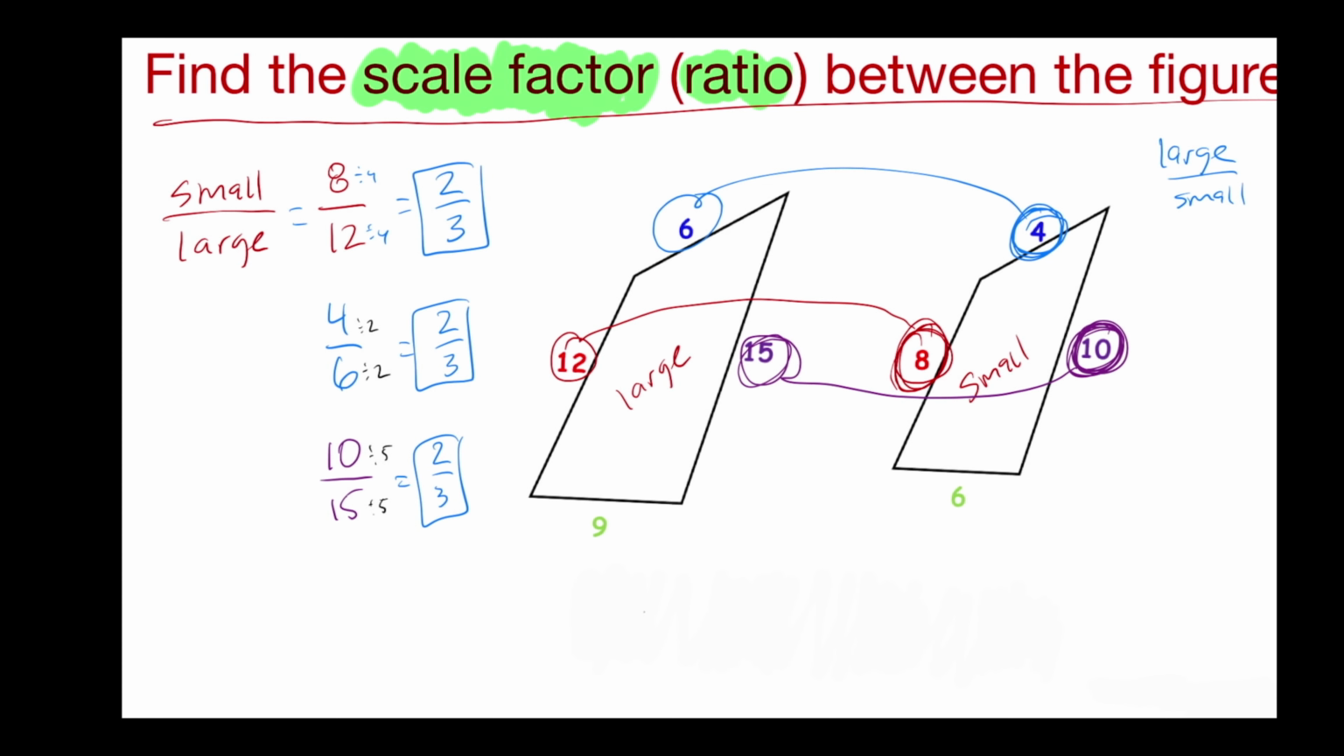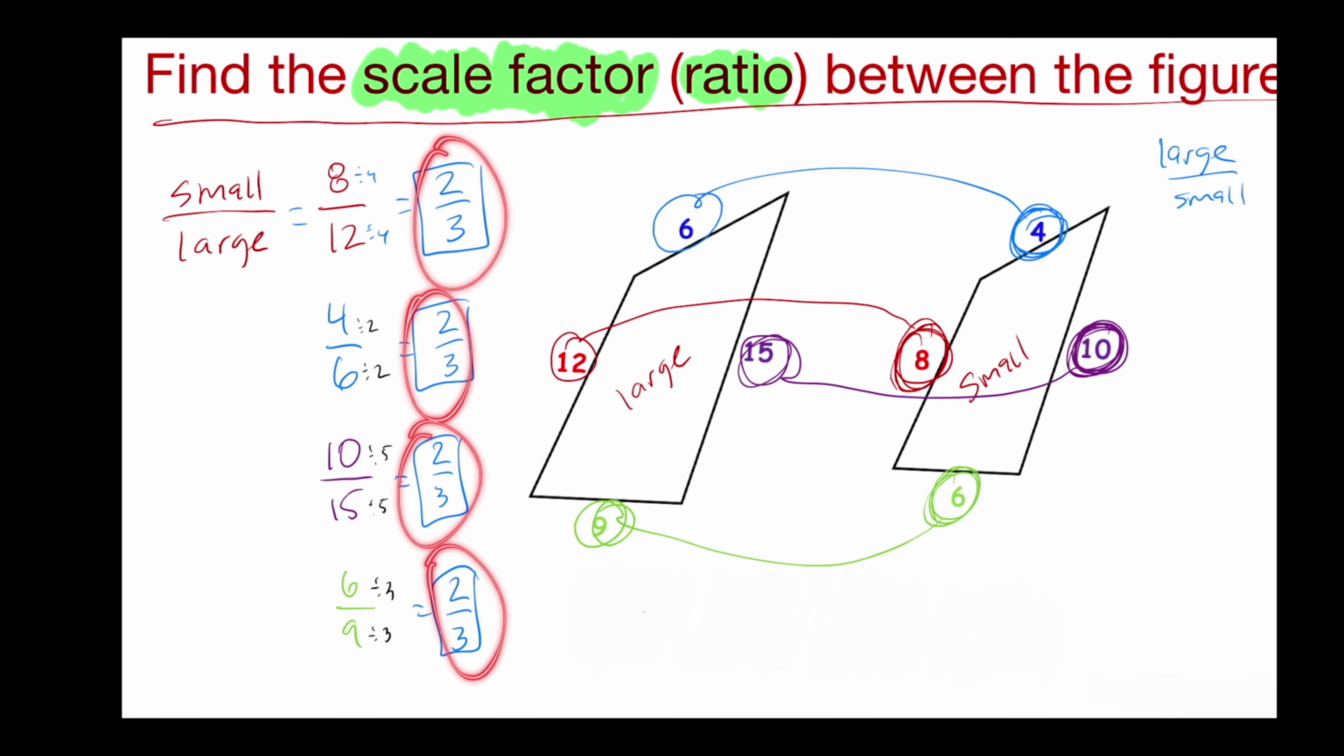So let's be thorough. Let's match 6 with 9. So small, 6 over large, 9. And so if we divide by 3, divide by 3, divide by 3, we get 2/3. So we notice all the ratios are equal to each other. If all the ratios are equal to each other, this is a proportional growth.